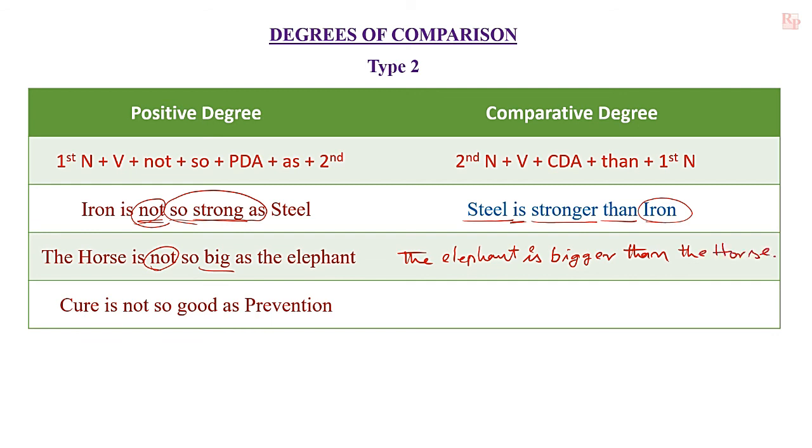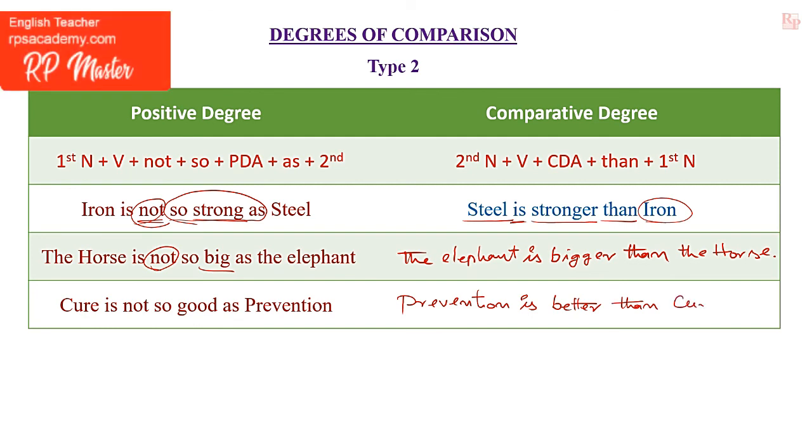In the same way, cure is not so good as prevention. Write prevention first, and then the verb is, remove not, and then good is the positive degree. Write better here, the comparative degree. Prevention is better, and than should be written. Then cure, the first noun.